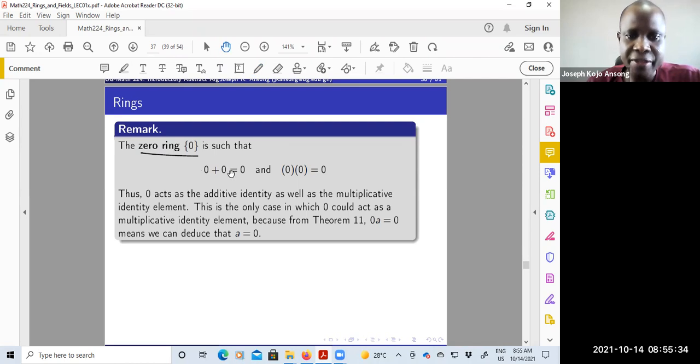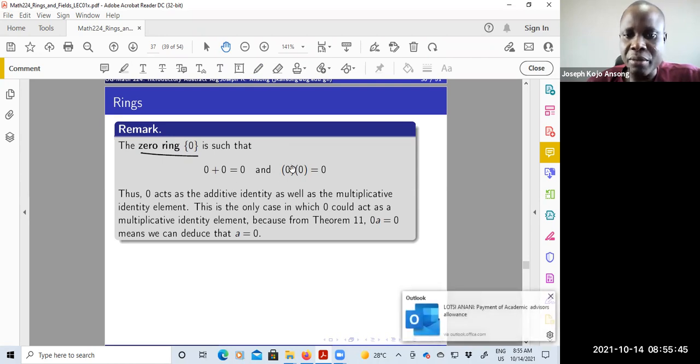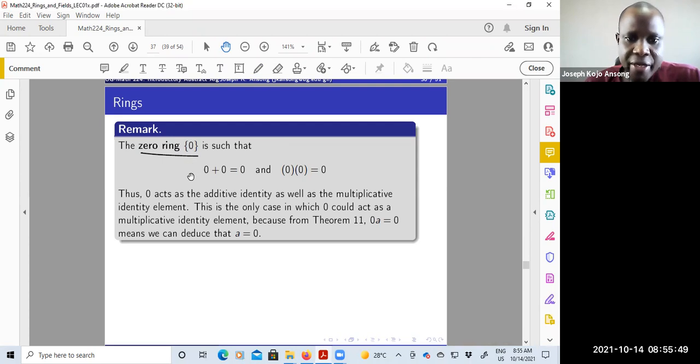But note that if I take 0 plus 0, I get 0. If I take 0 times 0, I get 0. What that means is that 0 here is its own additive identity. It is also a multiplicative identity to itself. So in the zero ring, 0 is the multiplicative identity. At the same time, it is the additive identity. It is the only ring where that happens. That's the only case where you have 0 acting as a multiplicative identity.